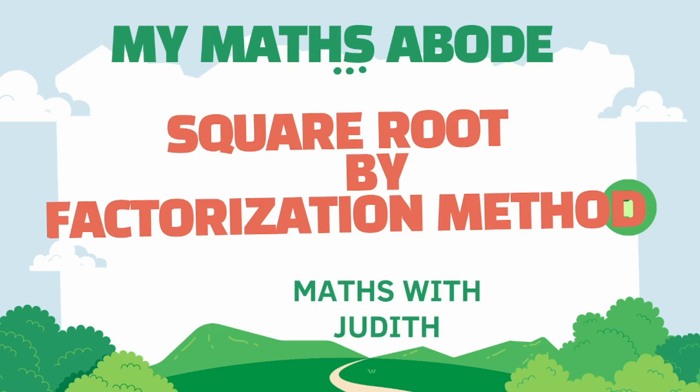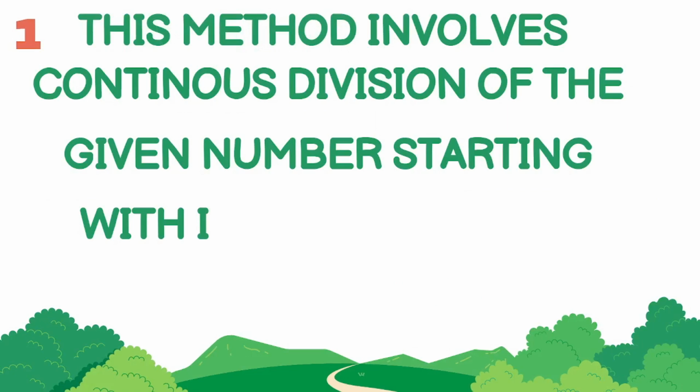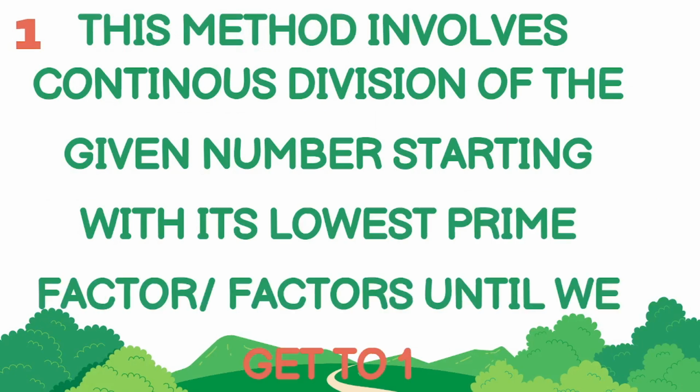So in this video I'll be showing you the step-by-step method of finding the square root of a number by the factorization method. The first step is to continuously divide the given number by its lowest prime factor or factors until we get to 1. Now let's compare it with continuous subtraction. In continuous subtraction, we kept subtracting consecutive odd numbers until we got to 0. In the factorization method, we keep dividing by the lowest prime factor until we get to 1.